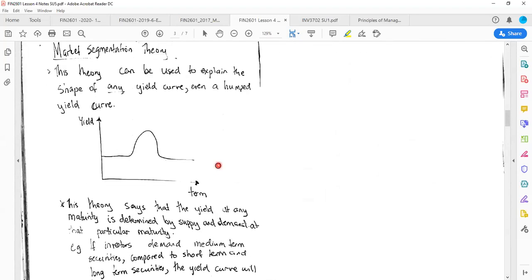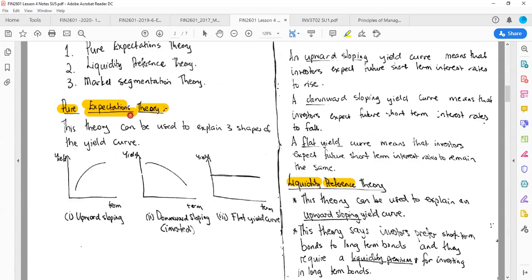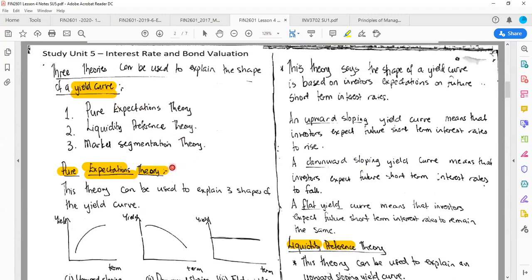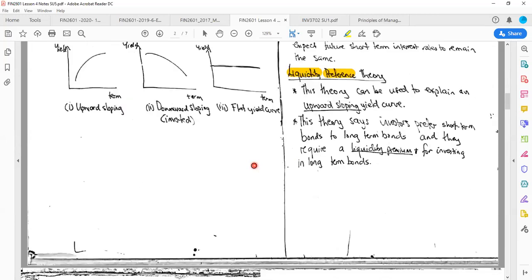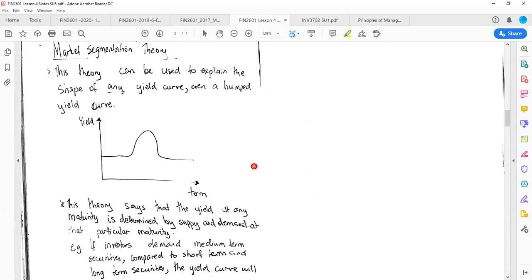So you need to be able to briefly explain these three theories. They come up a lot in the exam, and they've also come before in the long section where you have to write out, and they come with a lot of marks and you're asked to explain them. So make sure you're comfortable with those three theories that can be used to explain the shape of a yield curve, right? Market segmentation theory, expectations theory, and liquidity preference theory. They are very important. Okay, so next we now want to look at bond valuation.